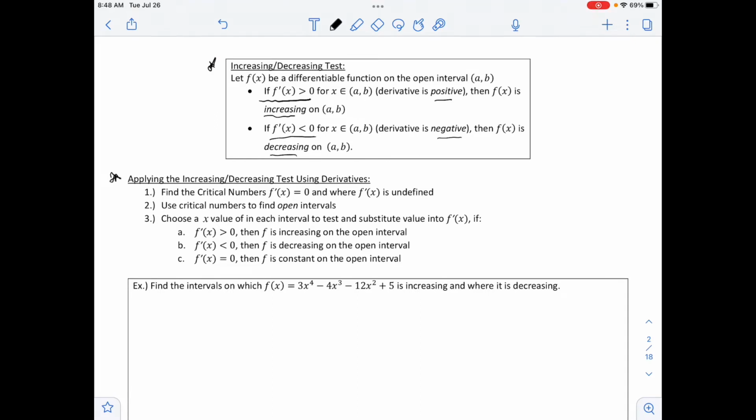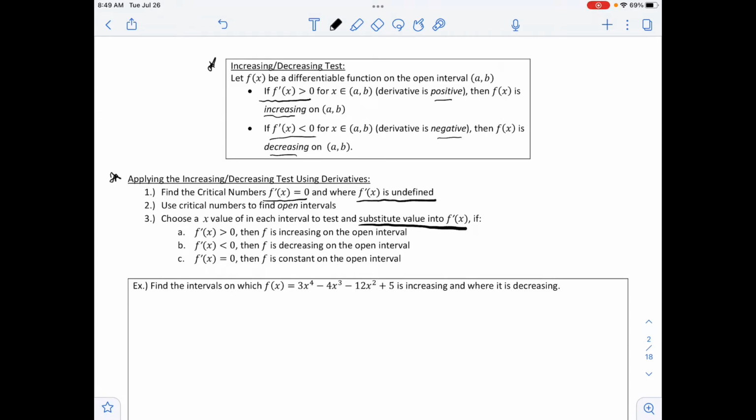So applying the increasing and decreasing test using derivatives, the first thing that you need to do is find your critical numbers, which is going to be checking to see where our derivative is equal to 0, which is going to be where our maximums and minimums would occur, or where it is undefined. Then use the critical numbers to find open intervals. Step 3 is going to be choose a value in each of those intervals and substitute it into the derivative.